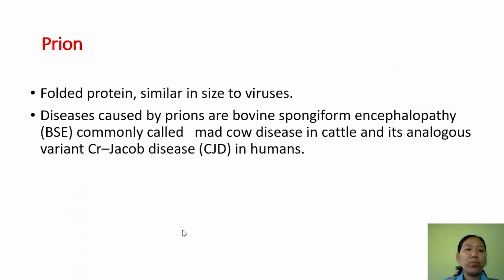Now, prions. Prions are folded proteins, again similar in size to viruses. These cause disease in cattle as well as humans. The cattle disease is mad cow disease, and the same kind of disease is caused in humans. We call the disease CJD in humans.